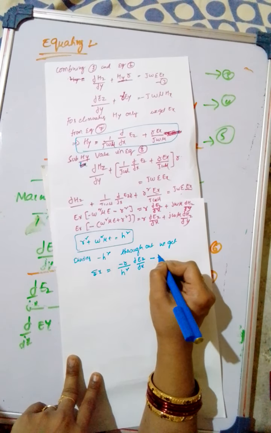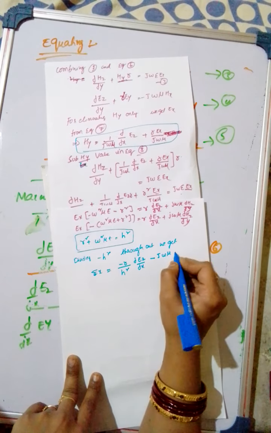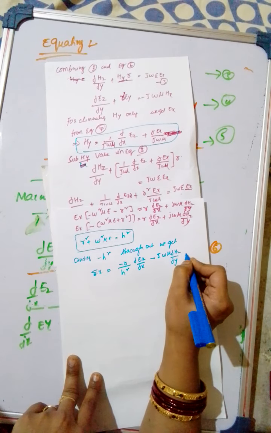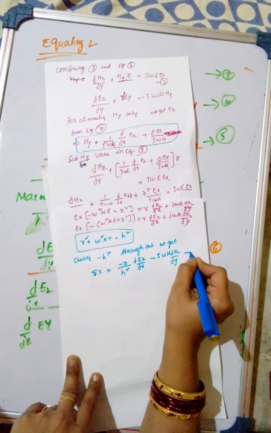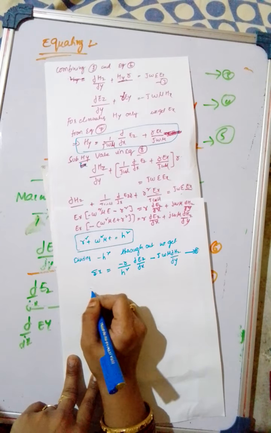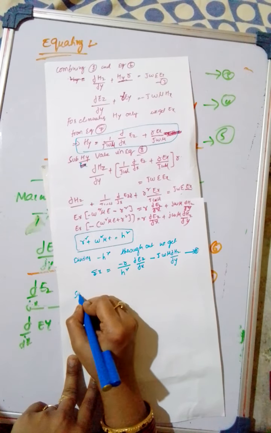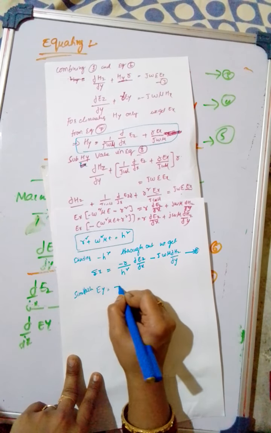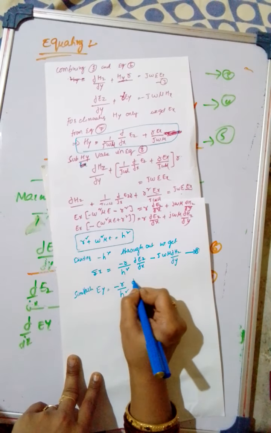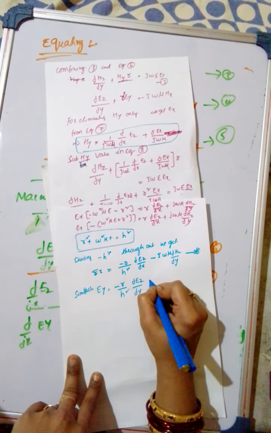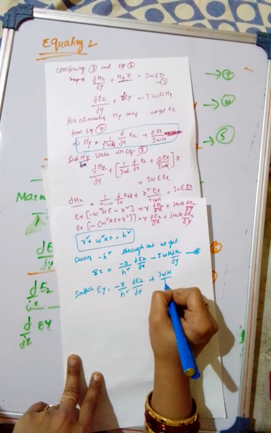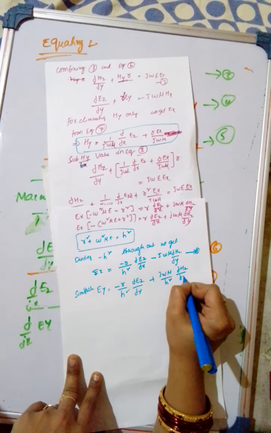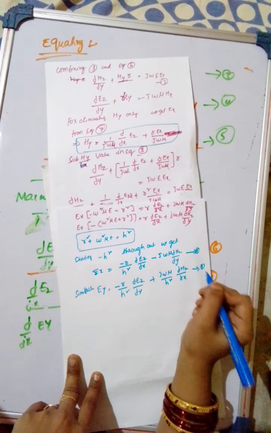minus j omega mu dou Hz by dou y, equation 9. Okay, similarly Ey is equal to minus r by h square dou Ez by dou y plus j omega mu by h square dou Hz by dou x, equation number 10.